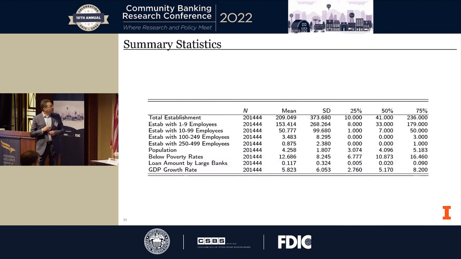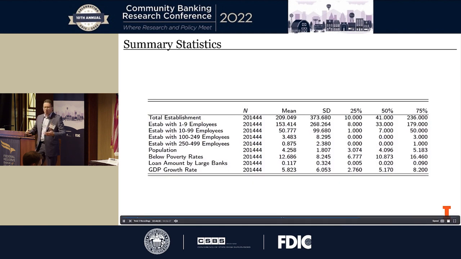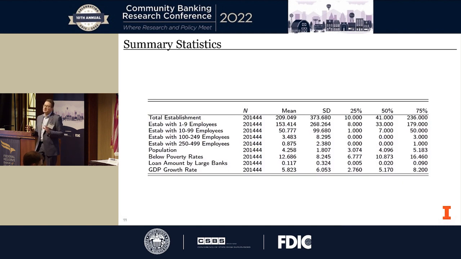And again, just to give you a flavor of what we mean by these zip codes, in the data, in every zip code, on average in the United States, there are 210 total establishments. These are total small businesses, out of which 150 are small businesses with a number of employees between 1 and 9. They are the smallest of the small businesses. Okay? This is basically the setting that we are examining.